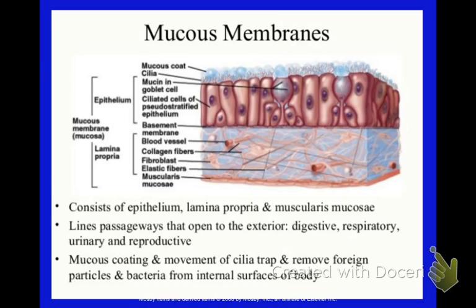Mucous membranes will have cilia. Many of them, like your respiratory tract, will have cilia on the surface. Does anybody remember the name of these cells? It looks like it's multiple layers, but it's not. Pseudostratified ciliated columnar epithelium with goblet cells that secrete the mucus. This is what lines our respiratory tract.